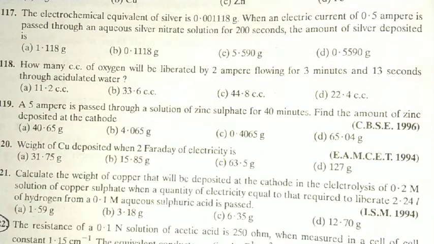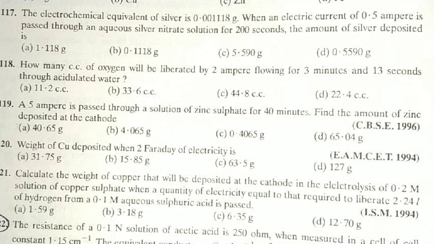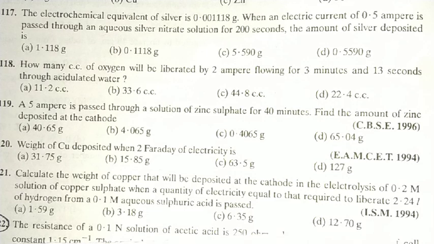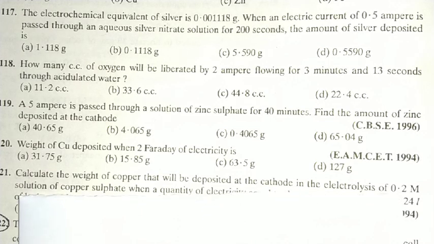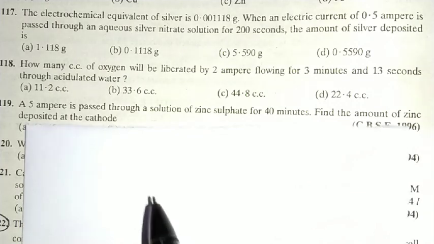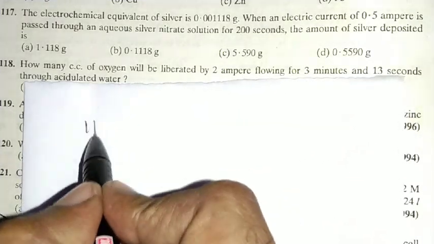Right. Look at the next question. How many cc, cubic centimeters, or you can take it in terms of milliliters, of oxygen will be liberated by 2 ampere current flowing for 3 minutes and 13 seconds through acidulated water? In the electrolytic cell they have taken water. Then what is the reaction you are supposed to get here?